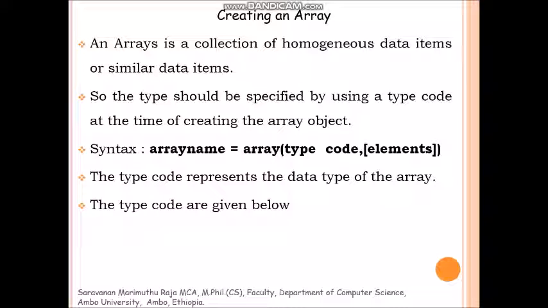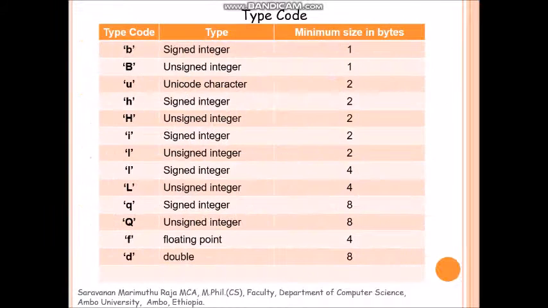The type code represents the data type of the array. The type codes are given below. We will see. Small b signed integer, capital B unsigned integer. Both occupy 1 byte in the memory. Small u Unicode character, it is for string purpose. It occupies 2 bytes. Small h signed integer, capital H unsigned integer. Both occupy 2 bytes in the memory.